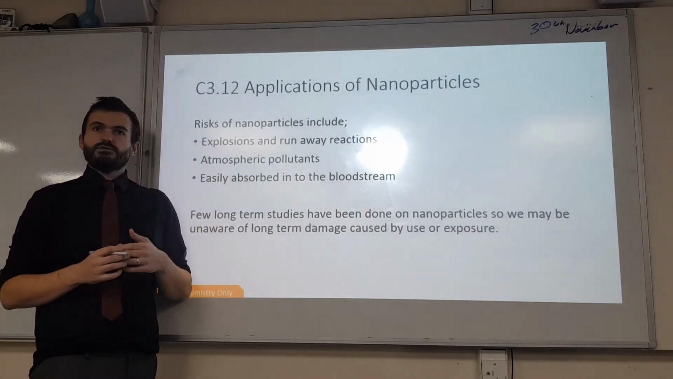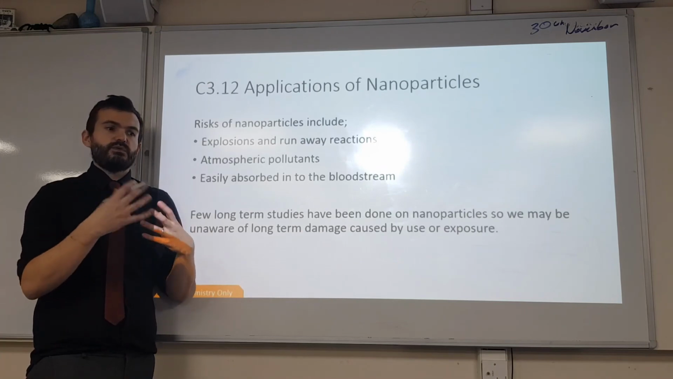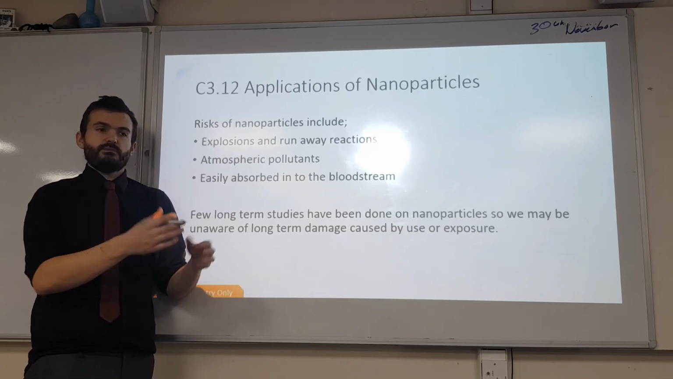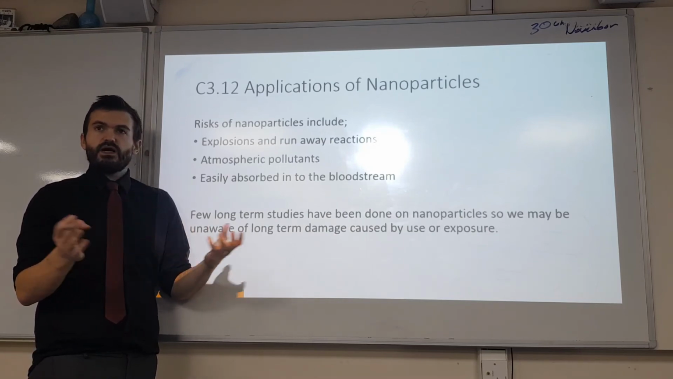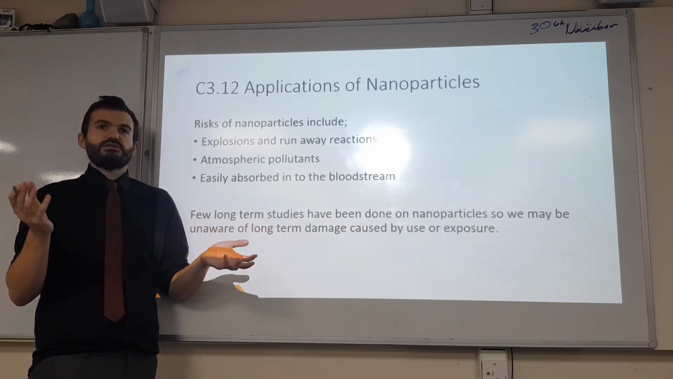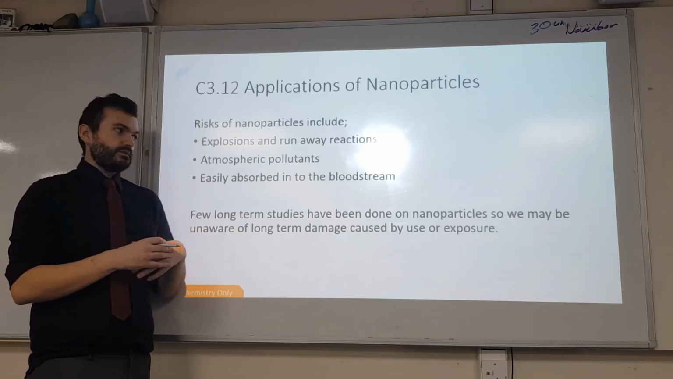We've got atmospheric pollutants. If we're making these small particles, they're going to be carried by the wind. Things like carbon particulates from cars, we can make particles that are even smaller than those. So the small particles that we make, they can just go into the atmosphere. They might cause things like global dimming. So we've got atmospheric pollution.